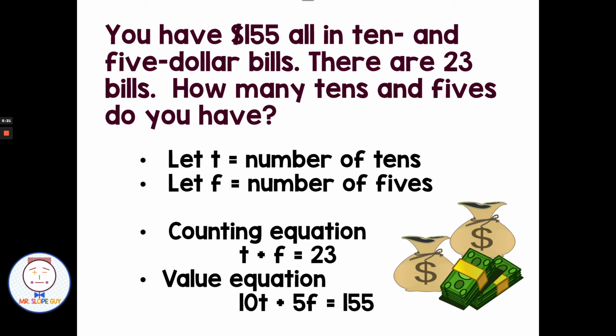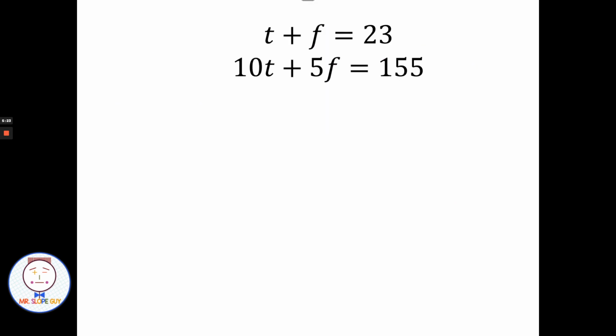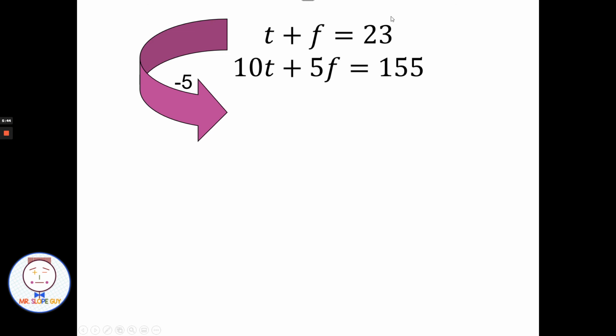Then I'm going to solve with elimination. If I wanted the t's to drop out, I could multiply by -10. If I want the f's to drop out, I could take that top equation and multiply by -5. In this case, I pick to get the f's to drop out, so I take that whole top equation and multiply each term by -5. The most common mistake people make is forgetting to multiply the -5 to the 23. So you want to make sure you multiply it to the entire equation, not just parts of it.